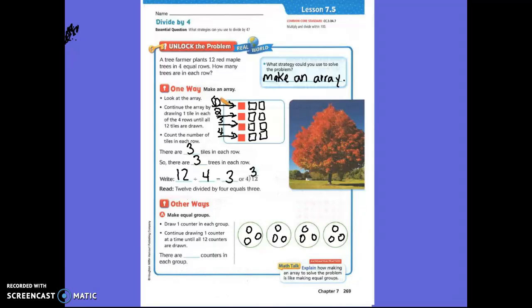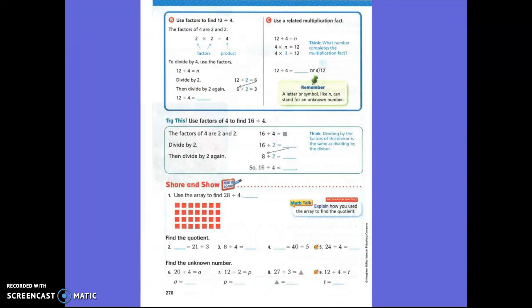How many counters did you draw in each group? 3. All right, there are 3 counters in each group. Those are 2 ways you can divide, okay? You can make an array to help you find the answer, or you can draw equal groups. Let's go to the next page and find another way.